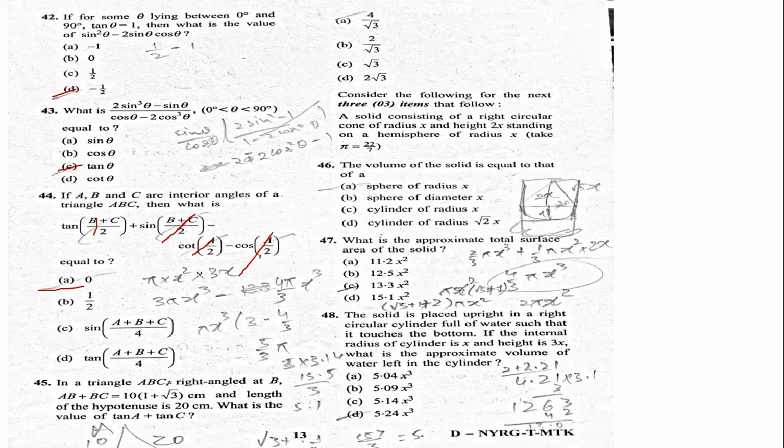And further, in a right angle triangle ABC, with AB plus BC given, tan A plus C is being asked. So it will come out to be 4 by root 3. It is easy. You can do it as well.